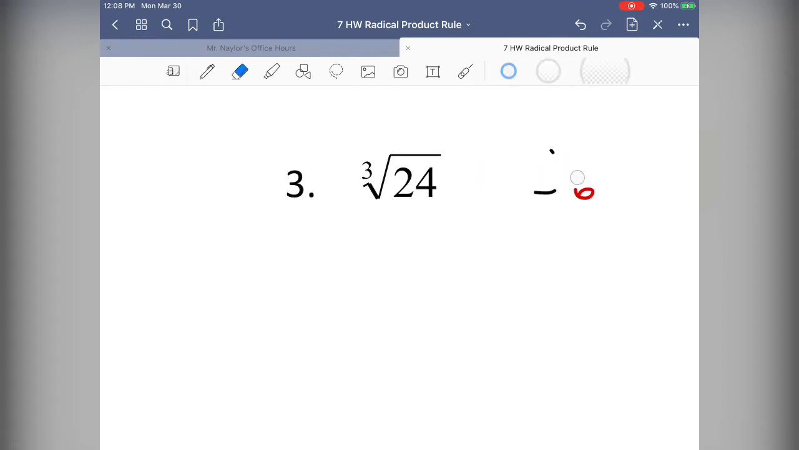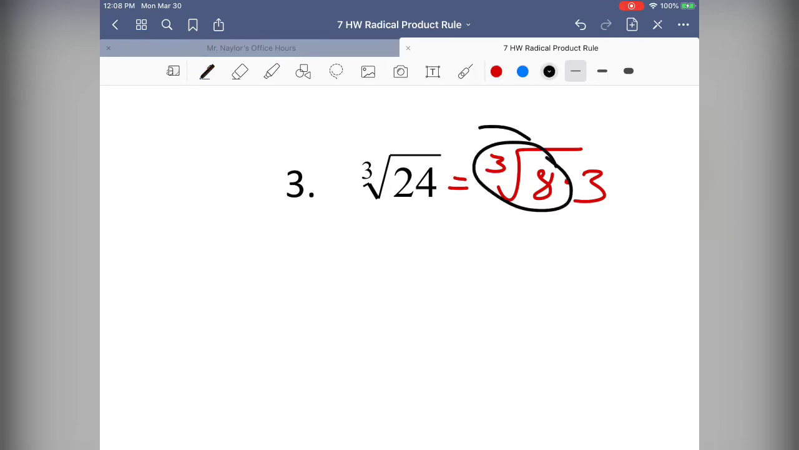And again, that cube list contains the number 8. Because 8 times 3, and of course 8 is your perfect cube, is able to come out as a 2. It leaves behind that cube root of 3. So we have 2, the cube root of 3.